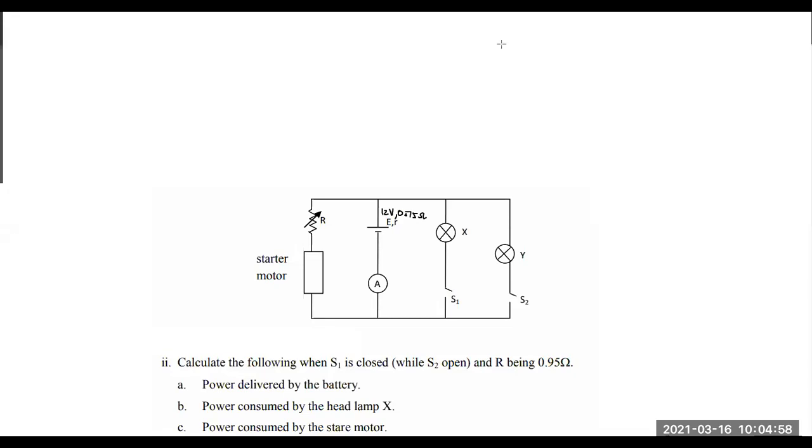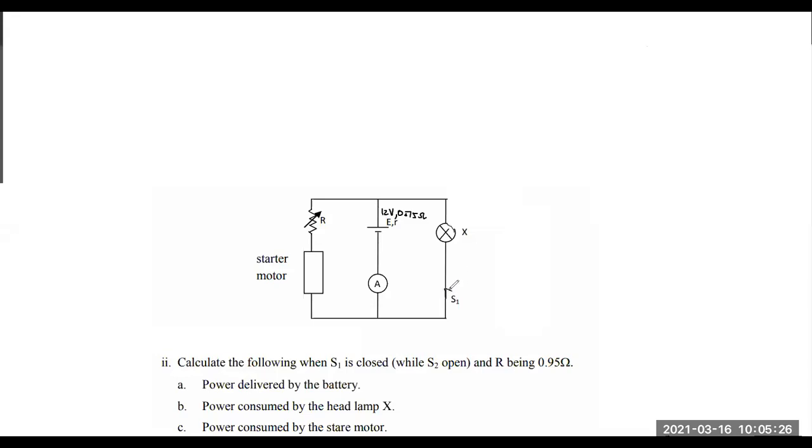Calculate the following when S1 is closed while S2 is open. If S2 is open, then there is no current through this path. Therefore, we know that path is not useful. It's useless, so let's cover that up like this. Our circuit is restricted to only this part now, and this is closed.